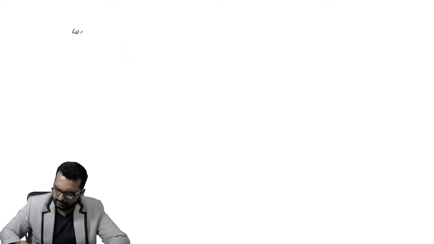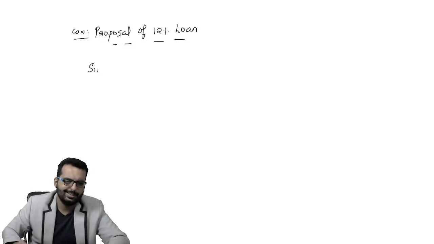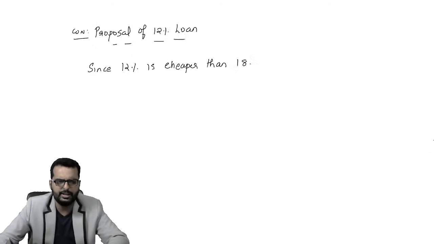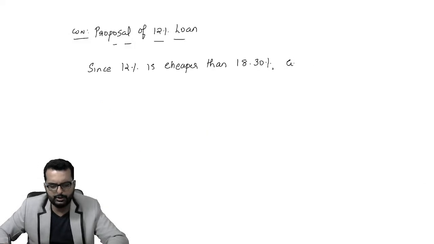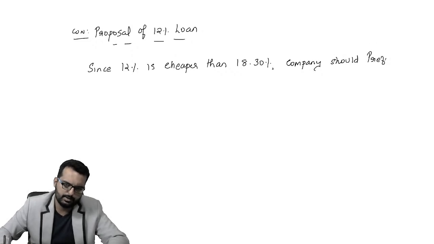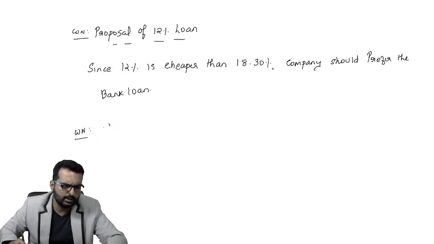So I'll write down the next working note. Proposal of 12% loan. Since 12% is cheaper than 18.30 percentage, company should prefer the bank loan. That is the answer for this question. All right. And they're asking how much will the company save? So I'll write down the next working note.